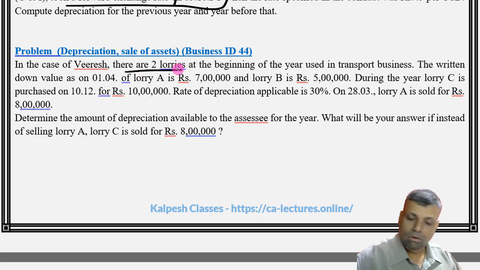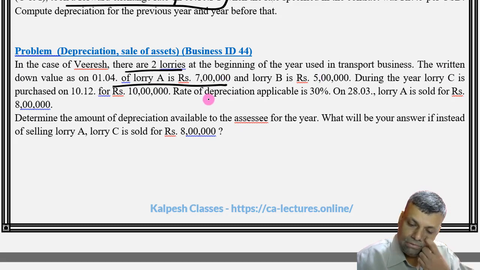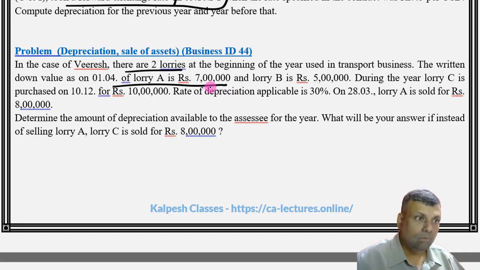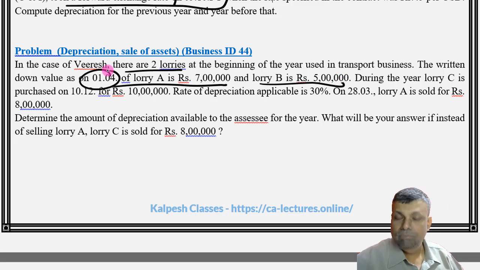There were 2 lorries at the beginning of the year in the transport business, so you have some old assets in that block. Lorry A you had in the beginning was 7 lakhs, and lorry B is 5 lakhs. So the total is 12, so you can say that WDV is 7 plus 5, 12. Now normally, friends, in the block of assets system, we never have the WDV of individual assets. We never have that concept. But in a few places where such data has been given to us, we will have to take it as a block.